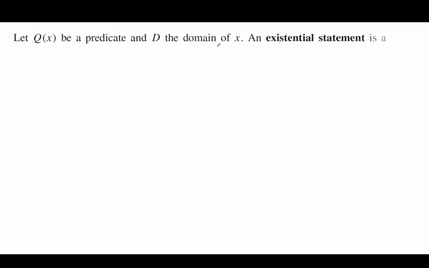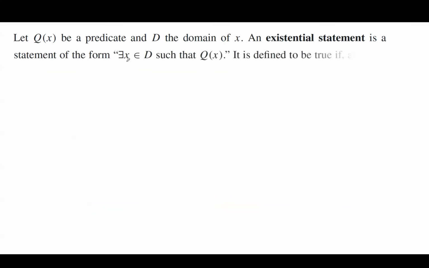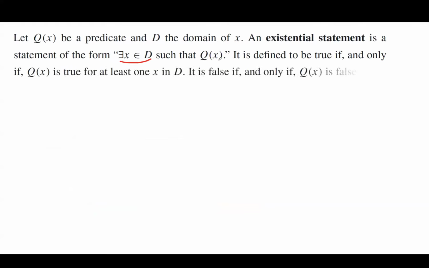Let Q of x be a predicate and D be the domain of x. An existential statement is a statement of the form: there exists a value x in domain D such that Q of x. It is defined to be true if and only if Q of x is true for at least one x in D. It's false if and only if Q of x is false for all x in D. So we need to check every value in the domain.